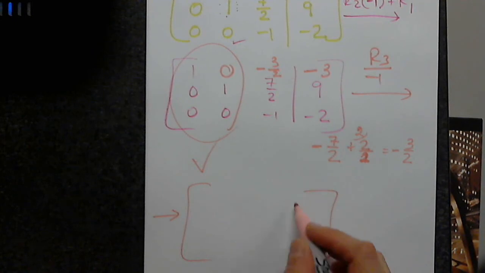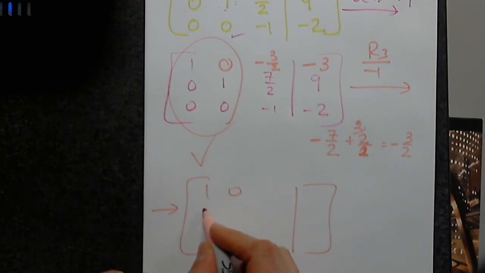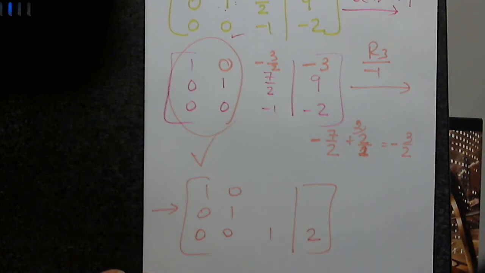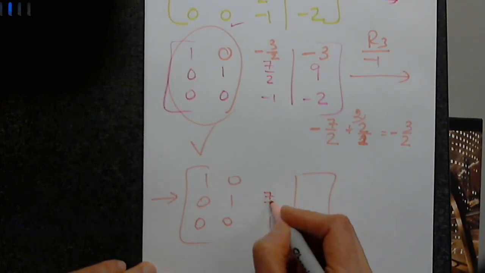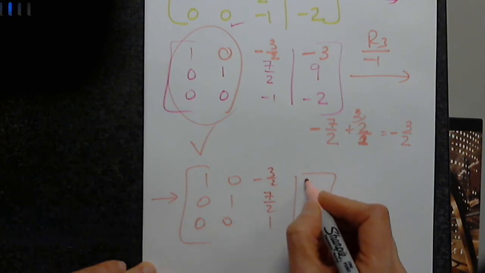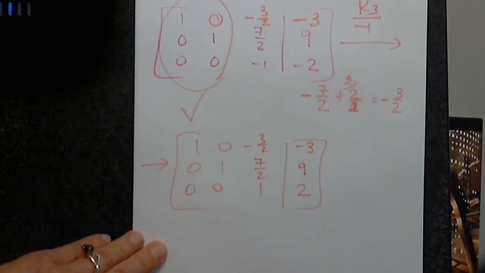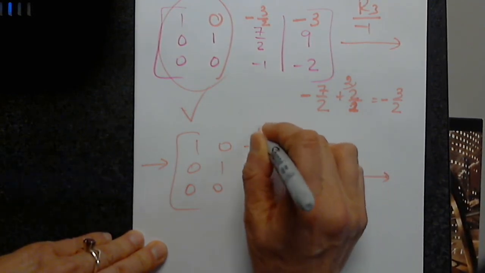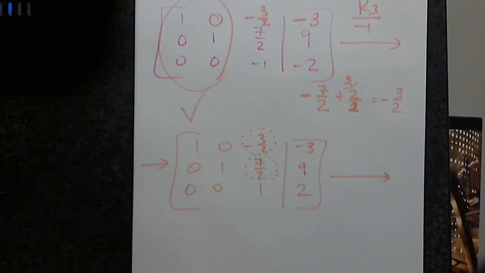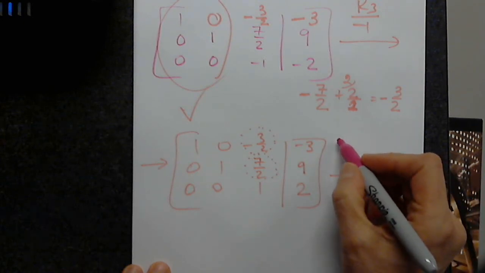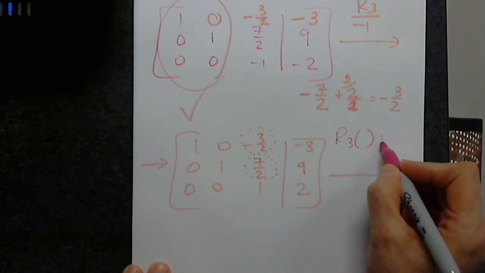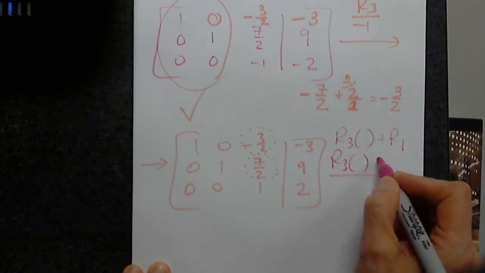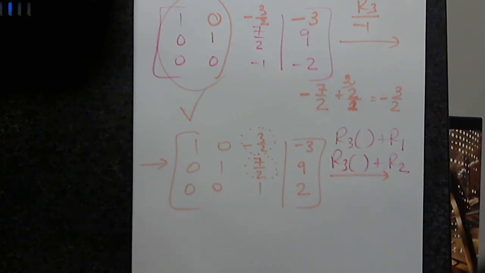Awesome. So 1, 0, 0, 1, 0, 0, 1, 2. I copy 7 halves and 9, and I copy negative 3 halves and negative 3. Good. Final step, really. I need a 0 here, and I need a 0 here. Which row will I use, without which I can't get the zeros? I must use which row? The third row, multiply by something and add it to row 1. Third row, multiply by something and add it to row 2.